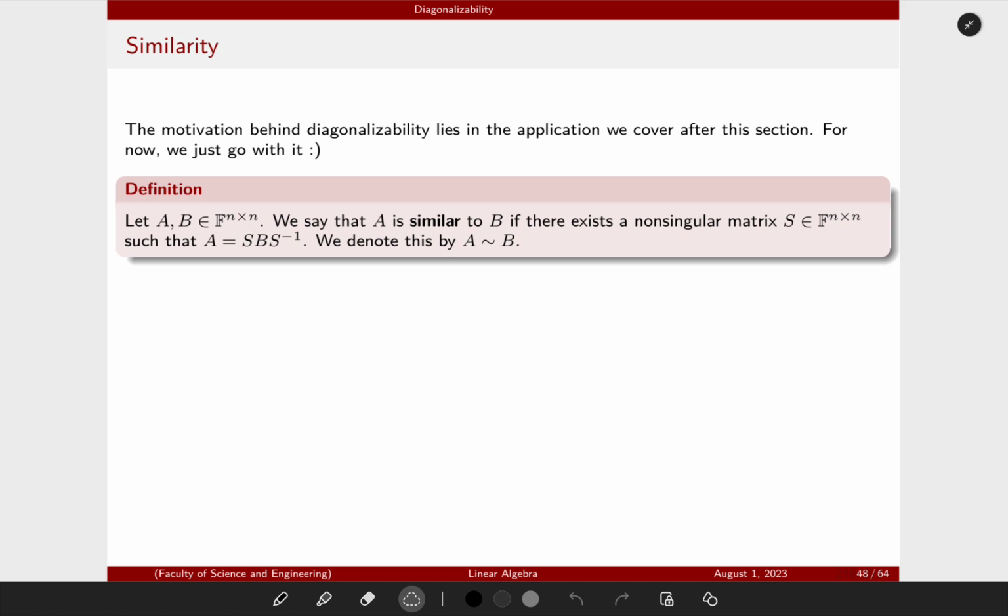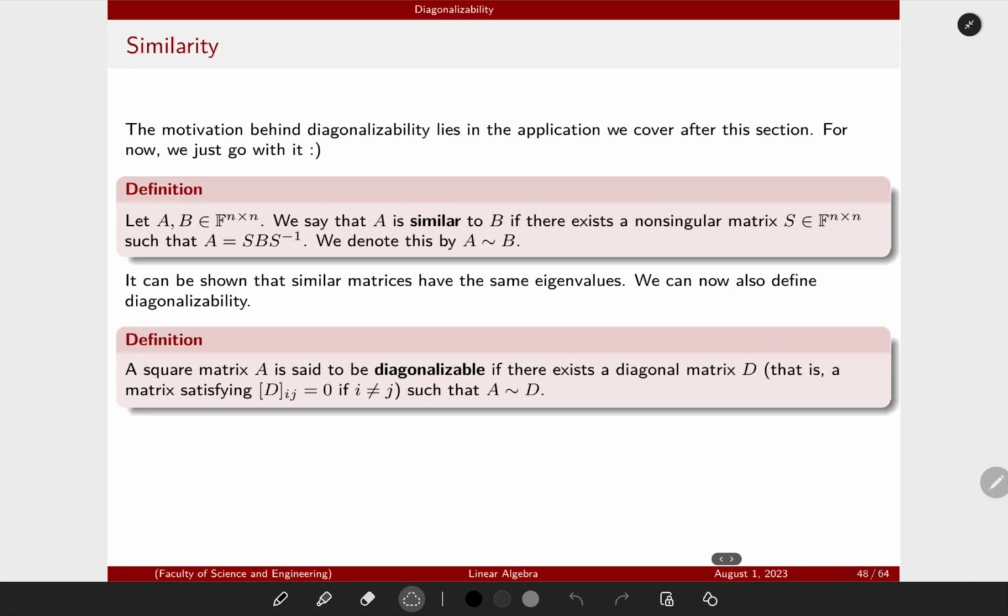So let A and B be square matrices of the same size. We say that A is similar to B if there exists a non-singular matrix S of the same size, such that A can be decomposed in this way: A is equal to S B S inverse, and we denote this by A ~ B. What we can show about similar matrices is that they have the same eigenvalues, and this will be important when we look at diagonalizability. I will explain this in a little bit.